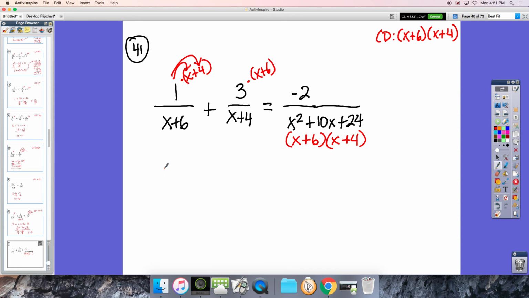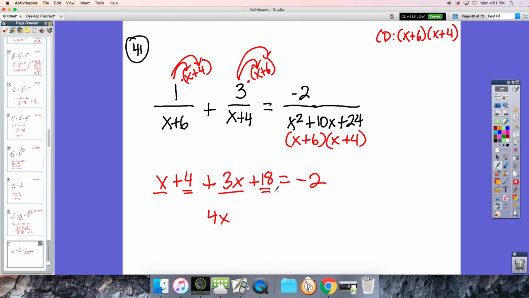Distribute. x plus 4 plus 3x plus 18 equals negative 2. Combine like terms, so x plus 3x is 4x. 4 plus 18 is 22. And then solve for x. So I'm going to subtract 22. 4x equals negative 24. Divide by 4. X equals negative 6.